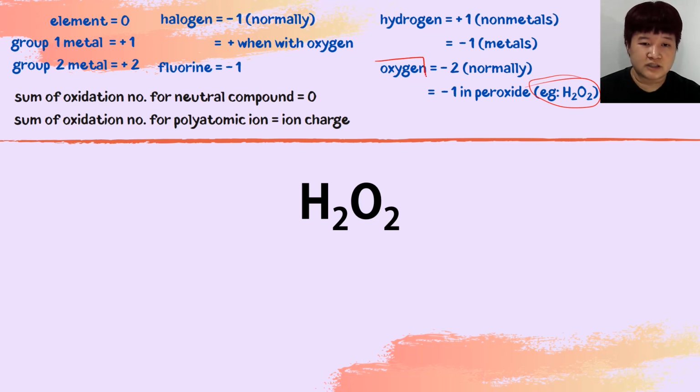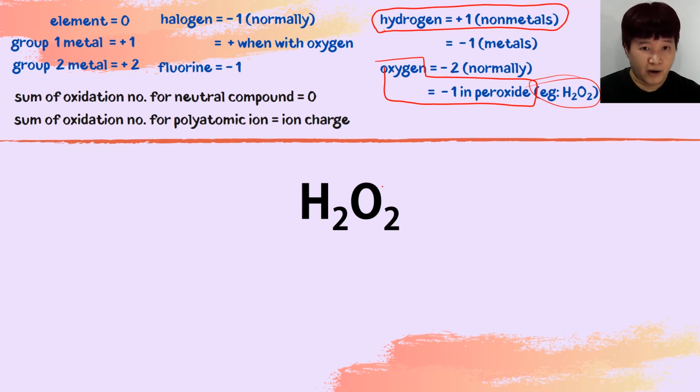But your oxygen right now is in peroxide. And your hydrogen is with the non-metal. Obviously, oxygen is a non-metal. So by right, the hydrogen over here should be +1. The oxygen over here should be -1.